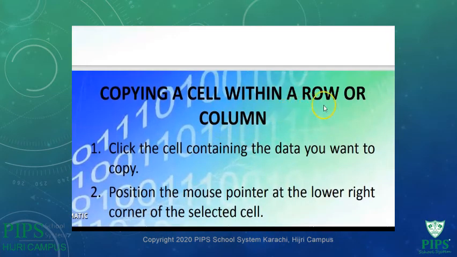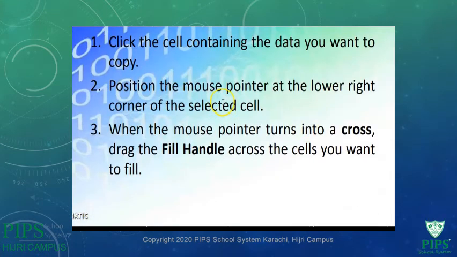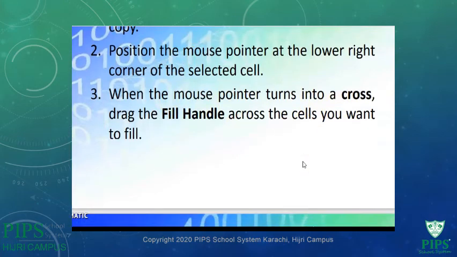Copying a cell without a row or column: click the cell containing the data you want to copy, position the mouse pointer at the lower right corner of the selected cell. When the mouse pointer turns into a cross, drag the fill handle across the cells you want to fill.